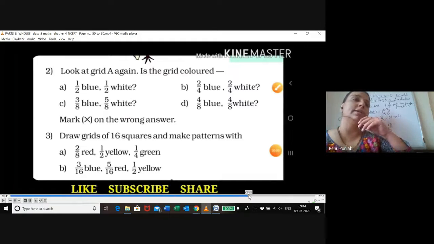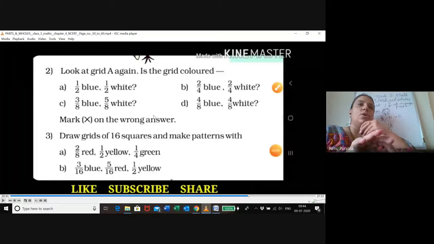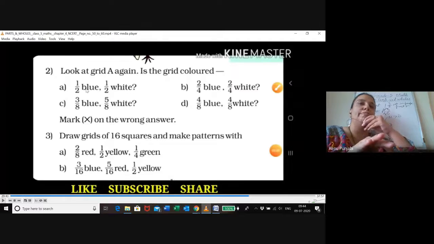So what will be the lowest term for 8 upon 16? We have learned, no? Reduce to the lowest term. Yes or no, children? Show your thumbs up if you know. So 8 ones are 8 and 8 twos are 16. It's 1 upon 2, which means half part is blue and half part is white. So this is also right.